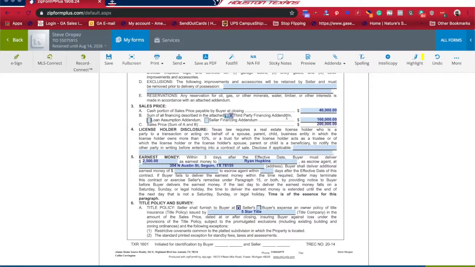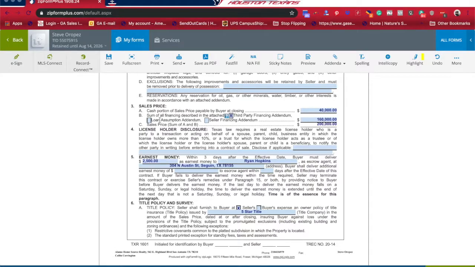Third-party financing addendum means we are going to be looking for someone else to lend us money. This is how the majority of people buy a house. They go to a bank, which is a third party to this transaction, and they ask to borrow money. So we want to make sure that we have an addendum to this contract that says, in case the bank doesn't lend us money with these particular terms, and we'll go over that in another video, we want to make sure that's on there, so make sure you check that.